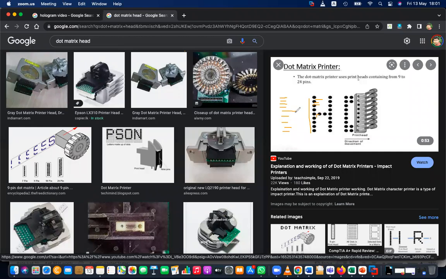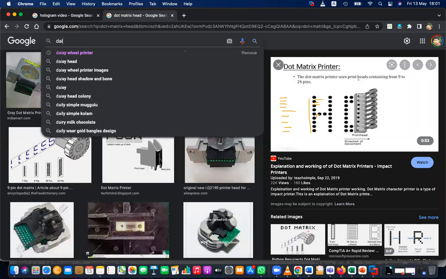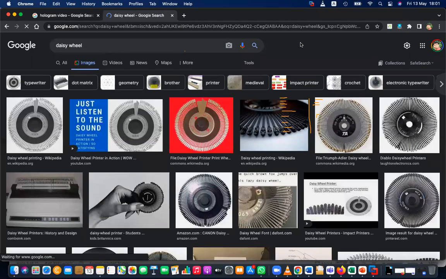So this is how it works. This head is customizable. Then you can print different fonts, different styles, even small graphics, not heavy graphics, but small graphics you can print. So that is the nature of dot matrix. And there's another one that is called daisy wheel. Daisy wheel is also a kind of impact printer.